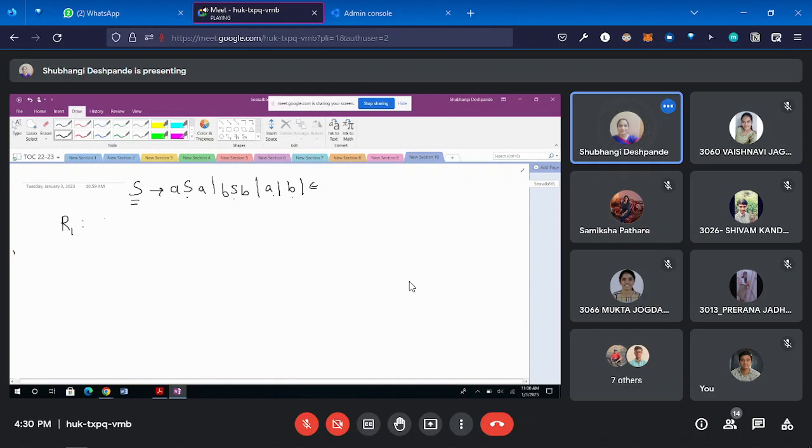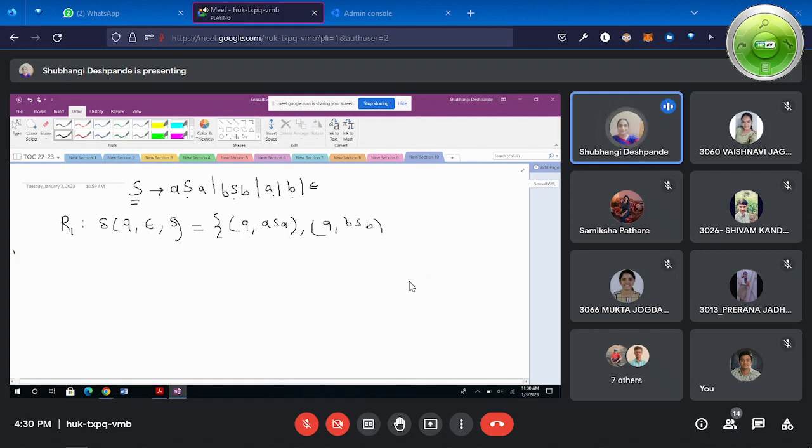So R1, delta Q epsilon S, which will be replaced by what? Q comma ASA, very simple. This is the first production. Then Q comma BSB, this is the second production. Then Q comma A, then Q comma B, and lastly Q comma epsilon. So there are many productions it results.